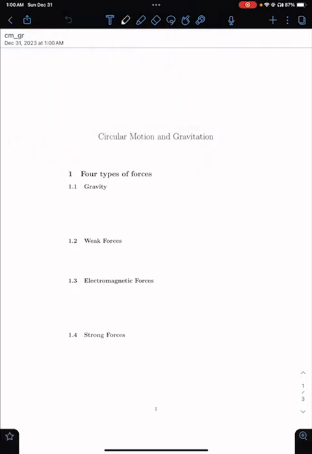Today I'm going to talk about circular motion and universal gravitation. This is a unit in the AP exam that's not necessarily covered too much. As far as I'm concerned, it's only like 6% of your total score, but nevertheless it is pretty important, so let's get started. The first topic that is covered is the four types of forces that you'll see.